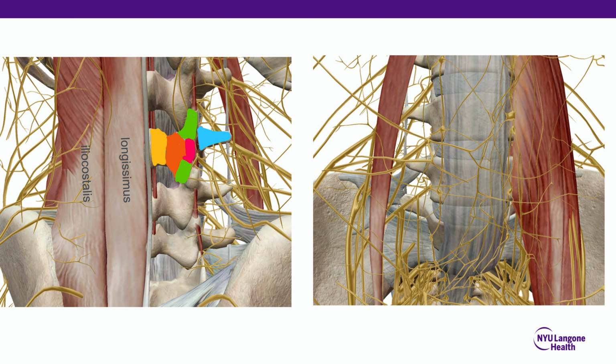On the anterior aspect of the spine, we're seeing the ALL, the psoas muscle, the discs, and the nerve roots, which also exit between every TP and go ventral.